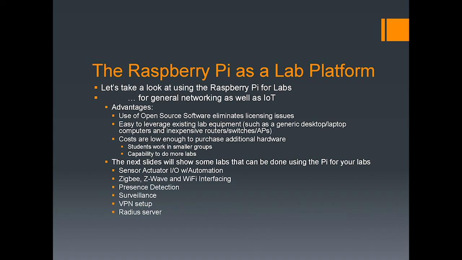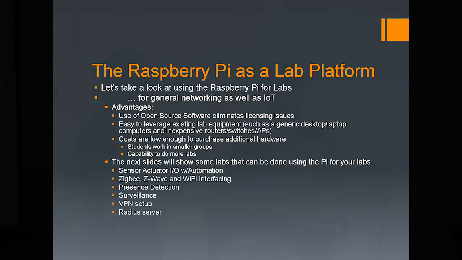So in the next slides, we're going to just show some labs that can be done using the Raspberry Pi. And so we'll go through these. And all of these labs are written either Brian has written the majority of the ones for sensors, actuators, and IoT. I've written a few of those myself. I've stolen a lot of the labs from surveillance, VPN, RADIUS servers. So again, copy and steal everything, but make sure you attribute it.